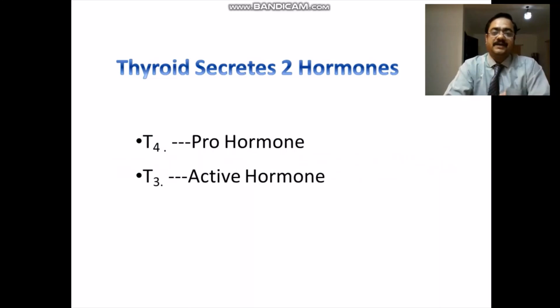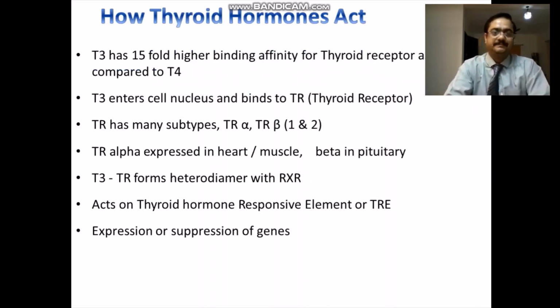We all know the thyroid secretes two hormones. One is T4, which is a prohormone, and that is converted into the active hormone T3. T3 has 15-fold higher binding affinity for the thyroid receptor as compared to T4. That's why it is the main active thyroid hormone. It enters the cell nucleus and binds to thyroid receptors.